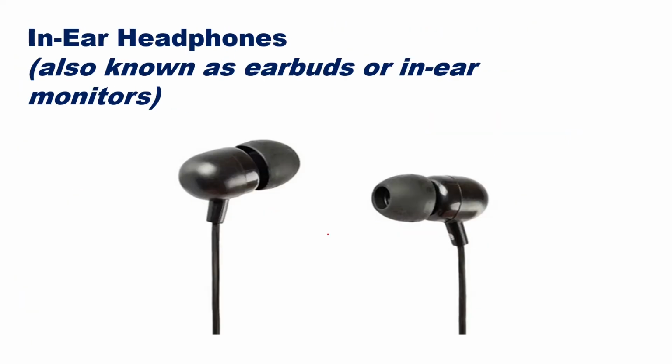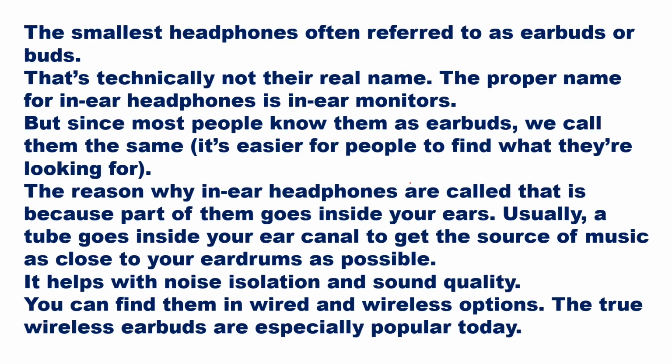Then we'll go to the third one, in-ear headphones, which are also known as earbuds or in-ear monitors. So these are the earbuds which will go inside the ear. They are the smallest headphones, often referred to as earbuds or buds. That's technically not the real name. The proper name for in-ear headphones is in-ear monitors. But since most people know them as earbuds, we call them the same. It's easier for people to find what they are looking for.